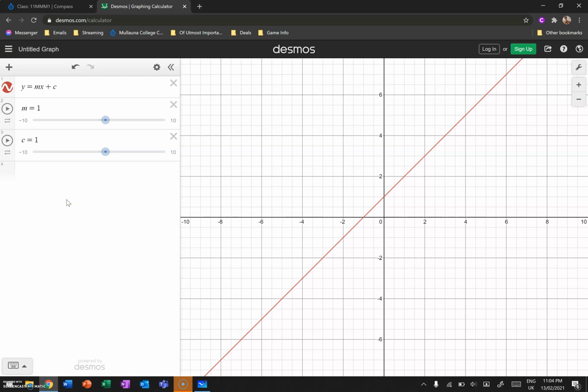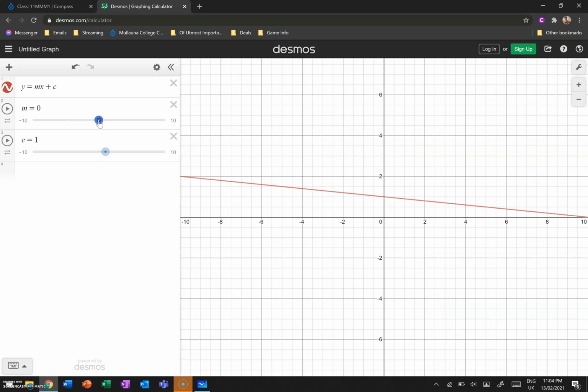Now m, remember, is my gradient. If I make my gradient more positive, it becomes steeper, my line becomes steeper. As I bring it back down, it gets to a point where it goes down to 0, where it becomes completely flat. And if I keep going negative, it'll go down again, also steep, but in the opposite direction.